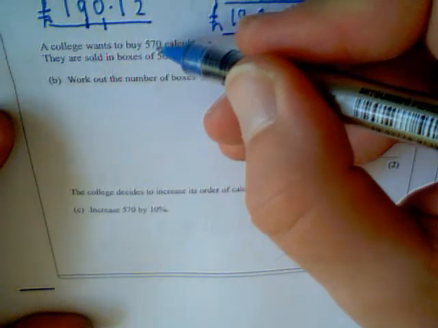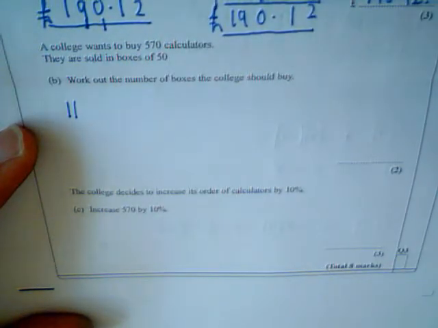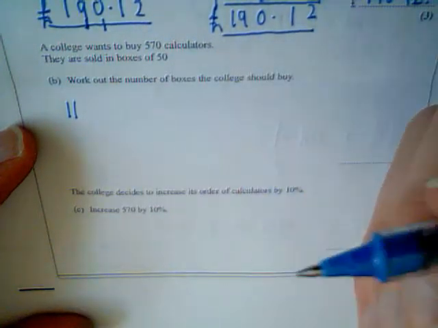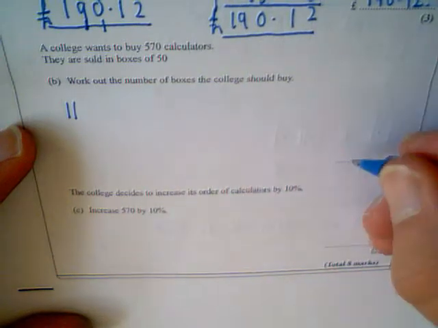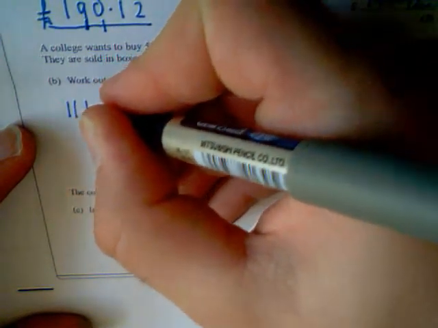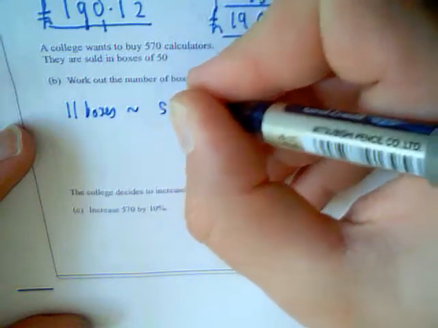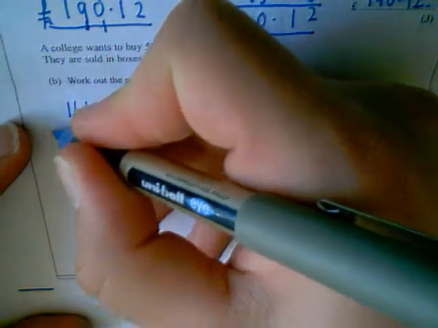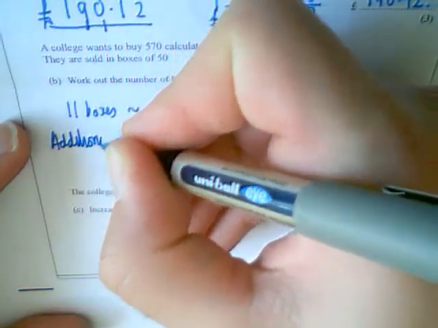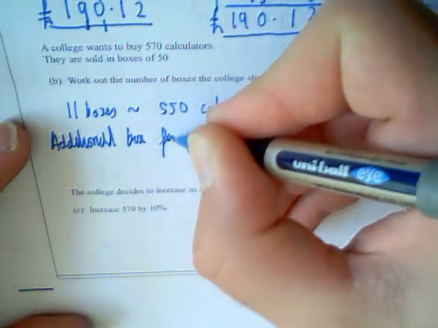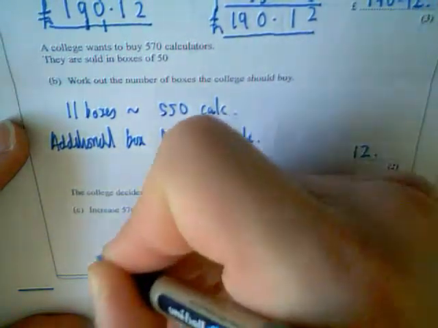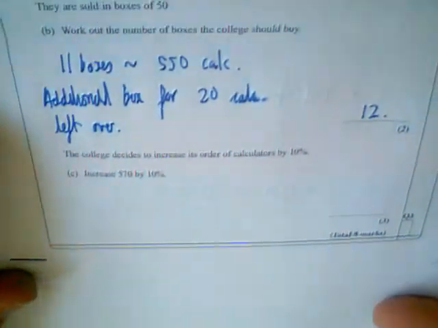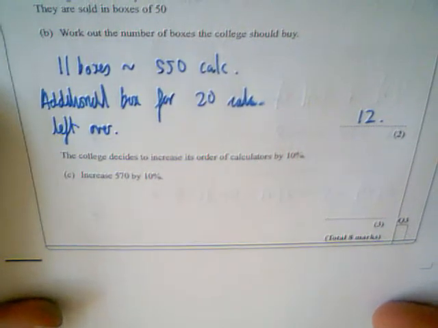So we know 50 goes into 570 11 times, because 5 into 55 is 11. But then we're going to get 20 calculators left over, so we have to buy an extra box. So 11 boxes equates to 550 calculators, and then we have 20 left over, so we need an additional box for the 20 calculators left over. So that's 12 boxes.